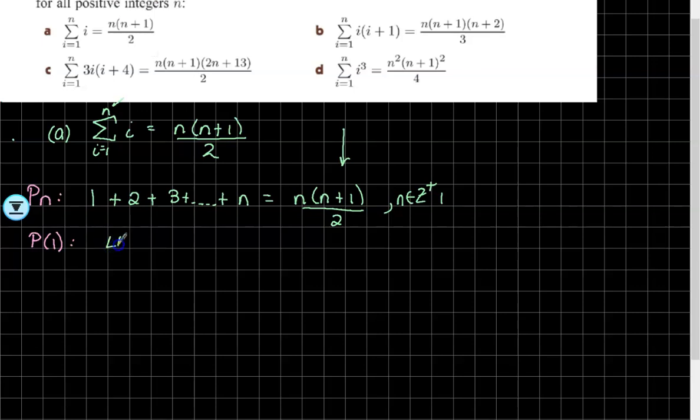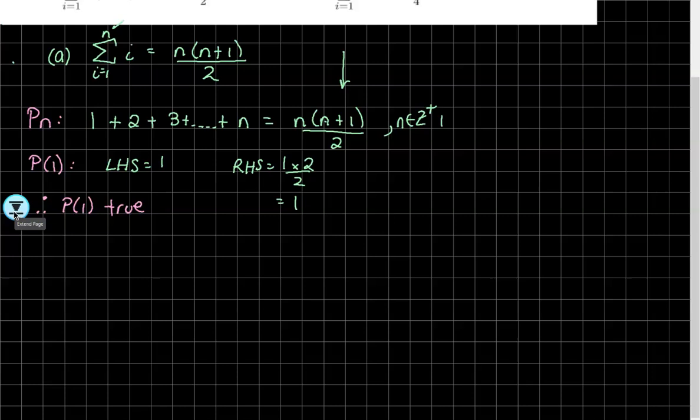On the left-hand side, the first term is 1. On the right-hand side, we've got 1 times 1 plus 1 all over 2. This equals 1. So therefore, P1 is true. Do I have to write P1 is true? Yes, you do. What's the next step? Assume Pk is true.